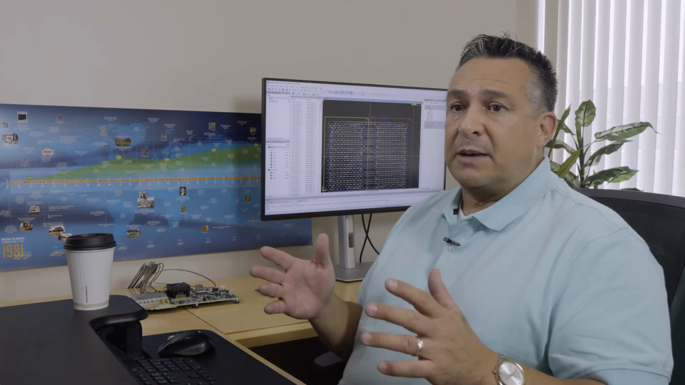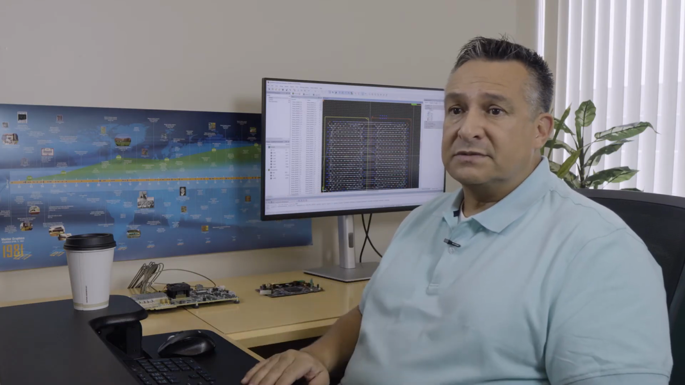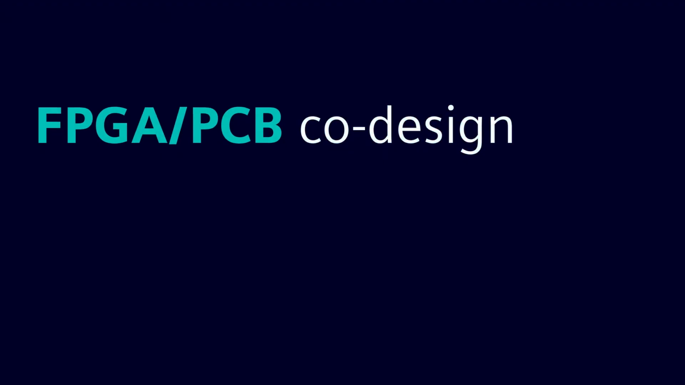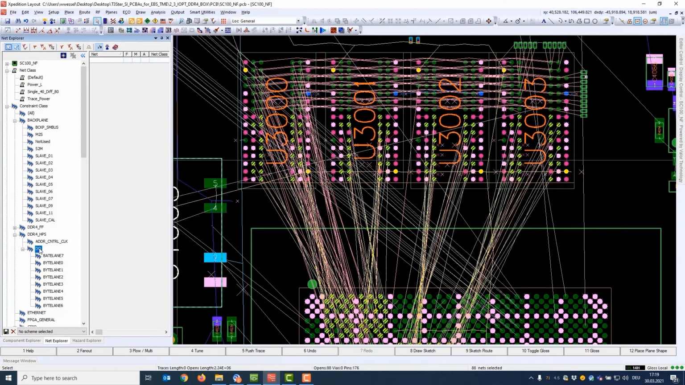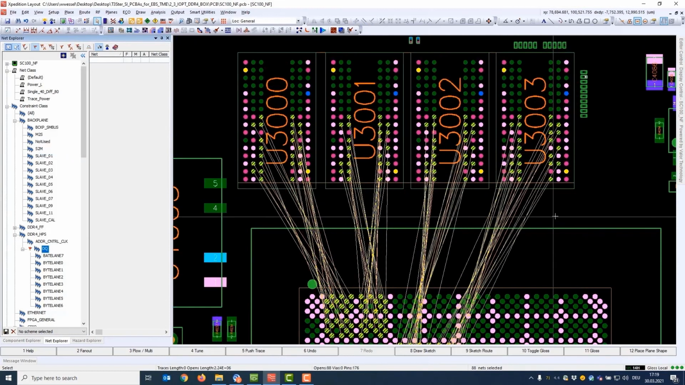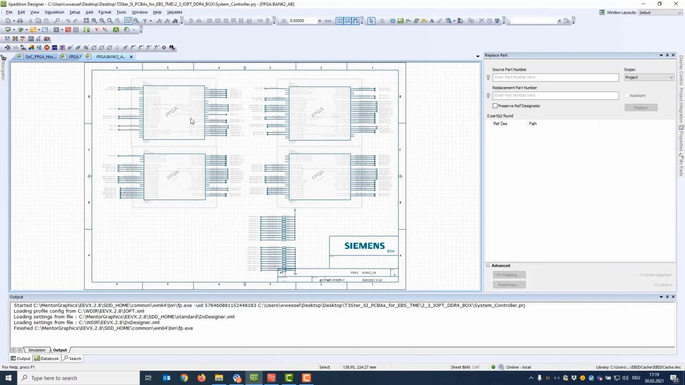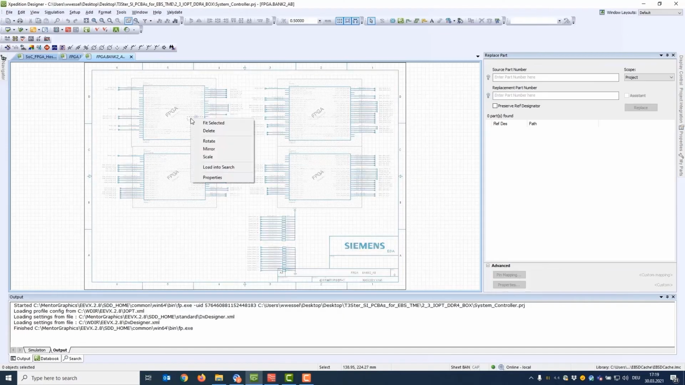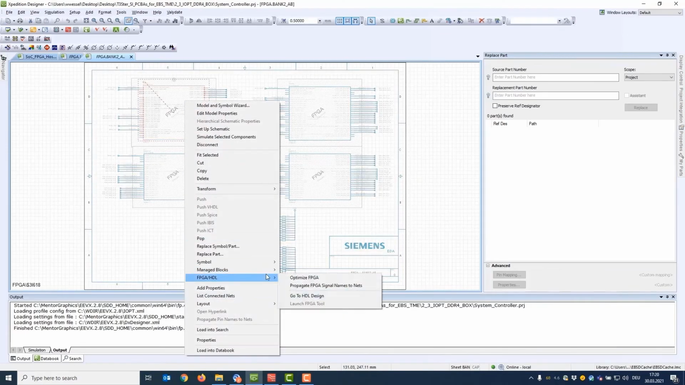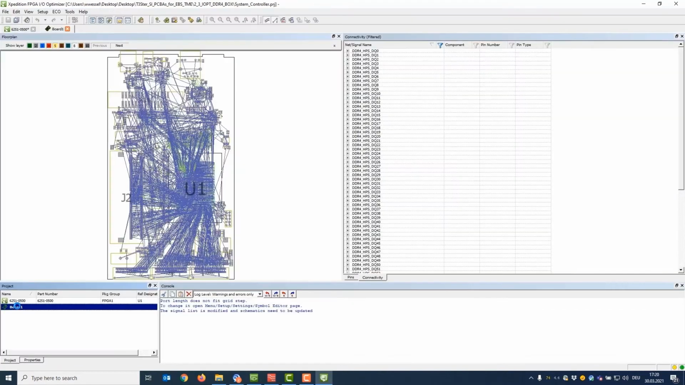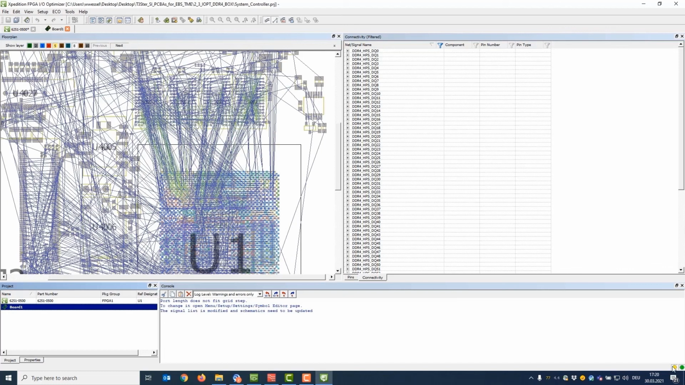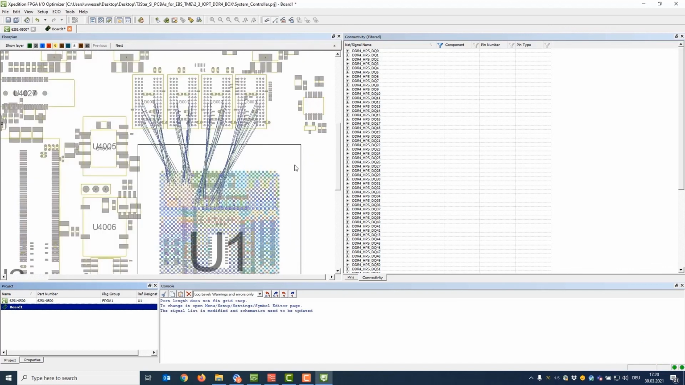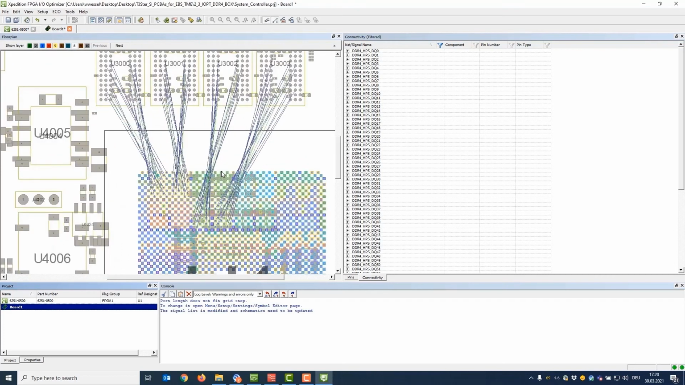Now let's take a look at an example of FPGA-PCB optimization. When using an FPGA in a design, bridging the gap between the FPGA and PCB domains is crucial for optimizing the FPGA I/O within the context of the board. Using the FPGA-PCB co-design functionality of Expedition, groups of signals can be created easily to manage the complexity of high pin count FPGAs and accelerate the pin assignment process.